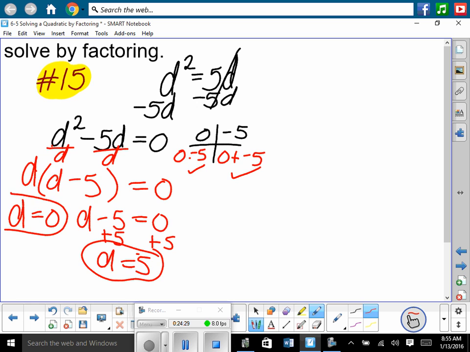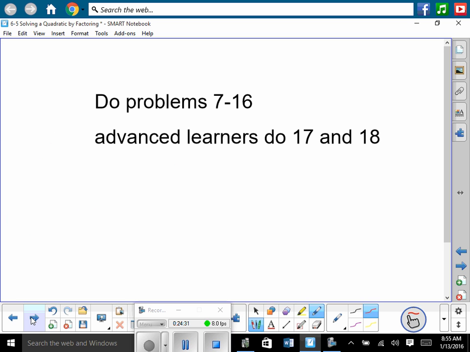Okay, awesome. So this is what's going to be due tomorrow. 7 through 16. Every one of those needs to be done. 7 through 16. And then we'll finish up some more tomorrow. So this obviously is going to take 2 days. So I need to see you finish out the last 15 minutes doing 7 through 16.